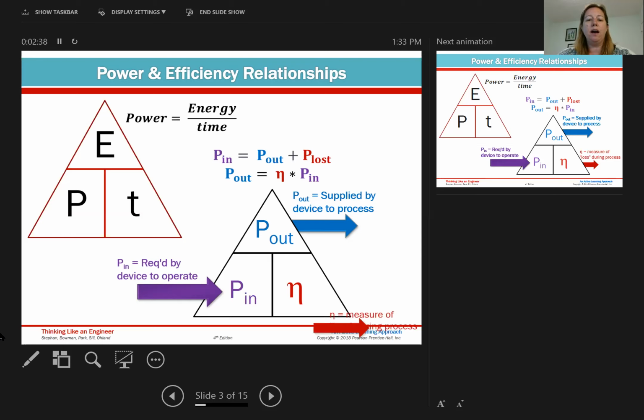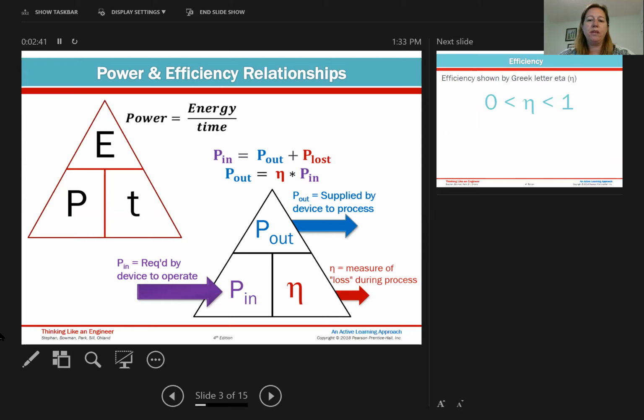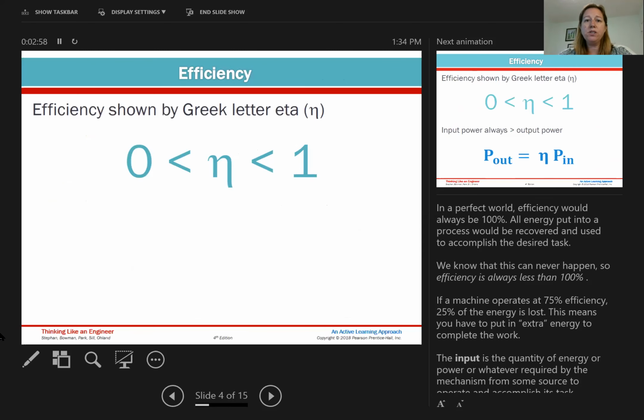And then your eta, which is your efficiency, is the measure of loss during the process. And so this is going to be your power lost by your device, either in the form of thermal energy or some other form of energy loss during its use. And so our efficiency is usually measured between 0 and 1, being from 0 to 100%, our percentage being represented as decimals. So eta, that Greek letter, the little funky N, represents our efficiency in our equations.